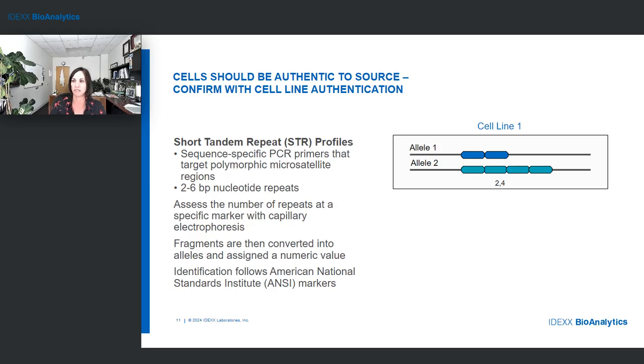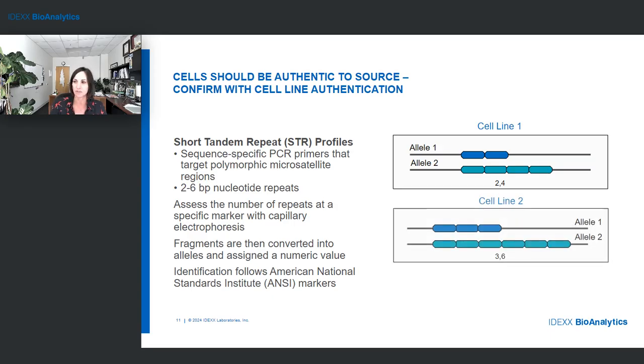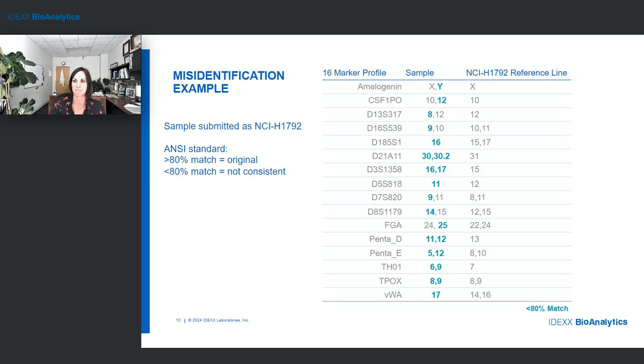So in the example that's shown here, at the marker shown, this cell line number 1, there is 2 and 4 repeats for each allele. But for another tested cell line, there's 3 and 6 repeats. So when these markers are then all put together in a large panel, a unique profile can be identified. And the identification method that we use follows the American National Standards Institute markers for consistency, so these can be compared across researchers.